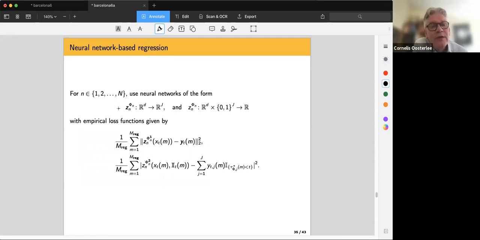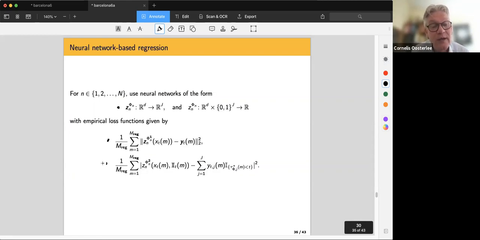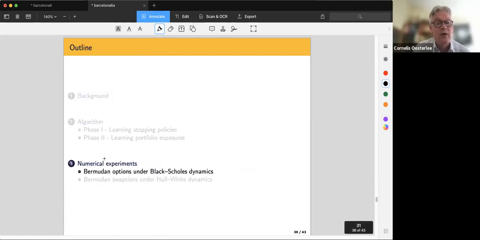So we use neural networks Z_n of psi_n, and we use empirical loss functions. So we try to minimize the vector valued or the component-wise one. We look for a Z so that the regression error is minimized. That is basically stage 2. And we use essentially the same neural networks that we used before. There's one little difference: we don't need to end up in [0,1], so our final activation function is not a sigmoid anymore.